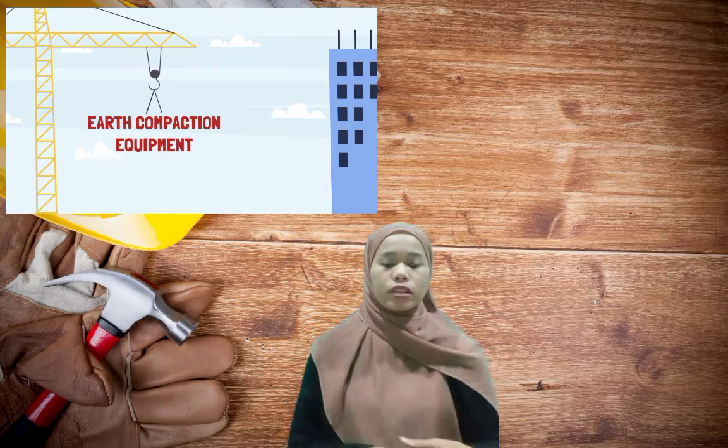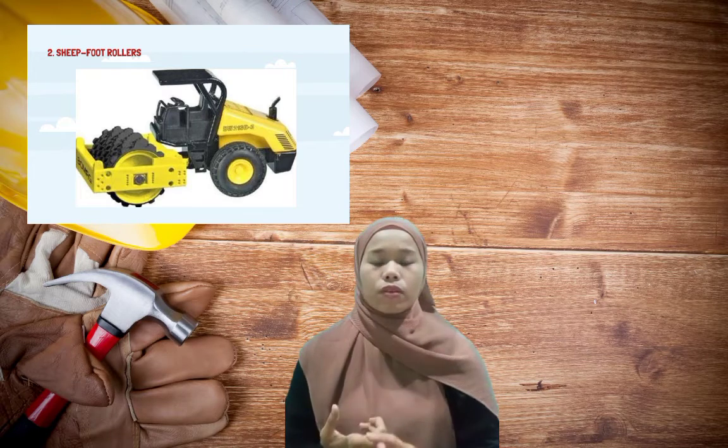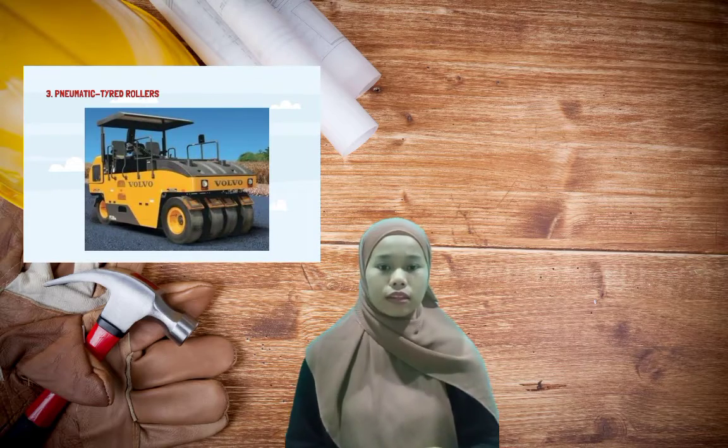Okay, next is earth compaction equipment. That has 3 equipment. First is smooth wheel roller. Number 2 is sheepsfoot roller, that has 3 fractions: ordinary sheepsfoot roller, converted roller, and two foot roller. Number 3 is pneumatic tire roller.